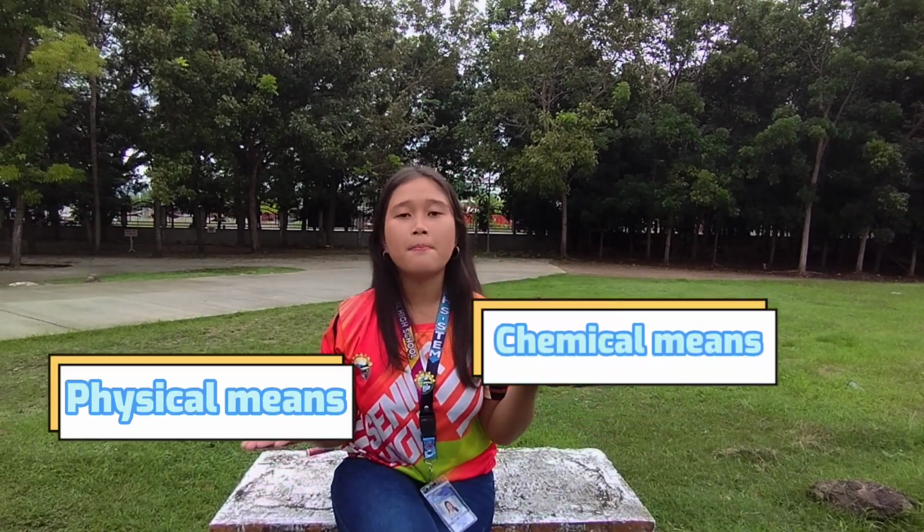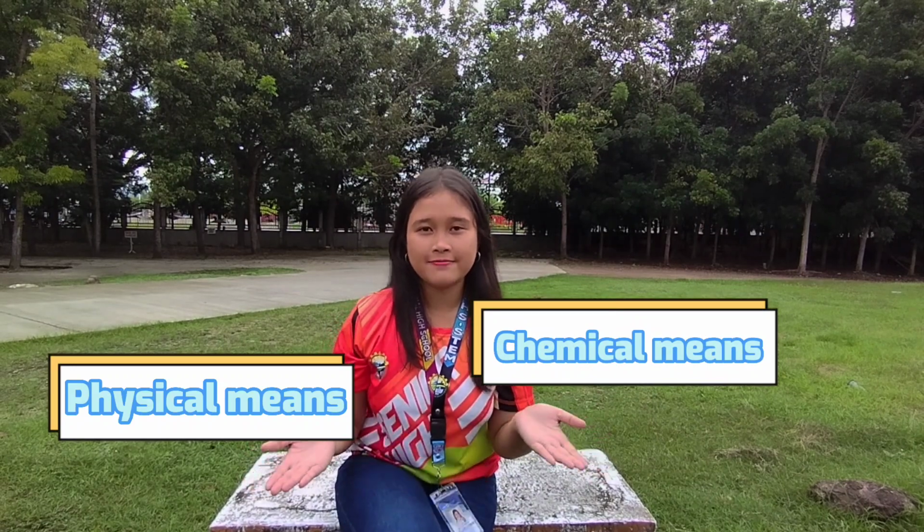Biological processes can also produce chemical weathering, such as when organic acids are produced by plant roots or microorganisms that help dissolve minerals. Meaning, biological weathering can be classified by physical means and by chemical means.